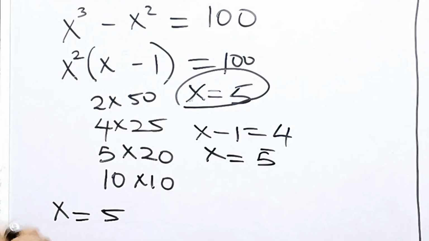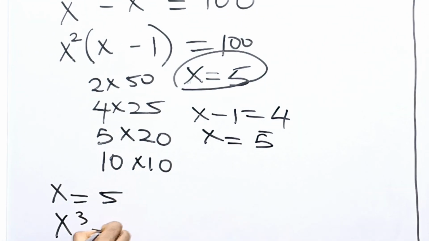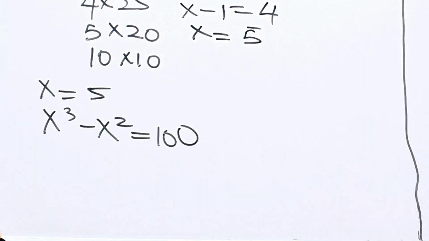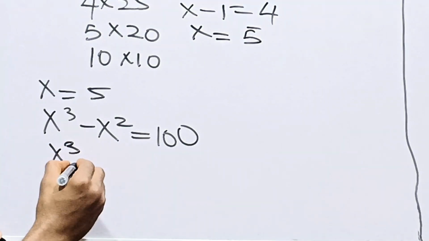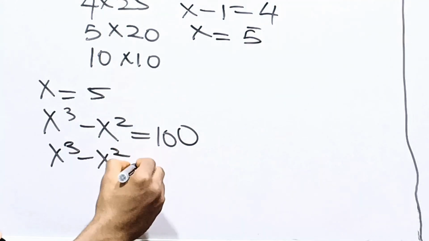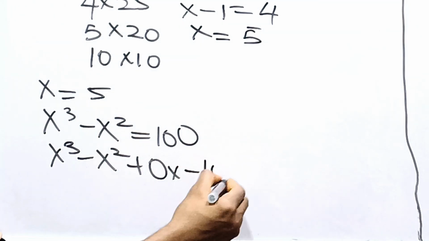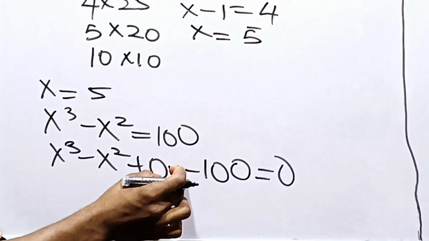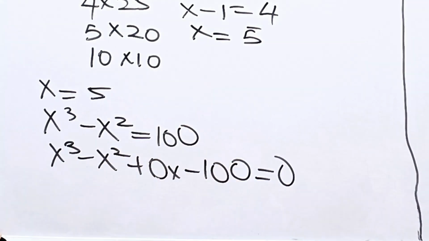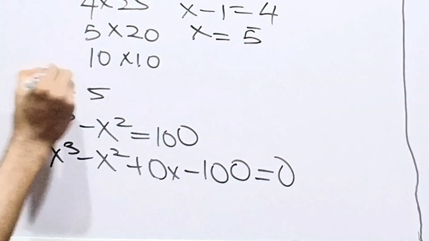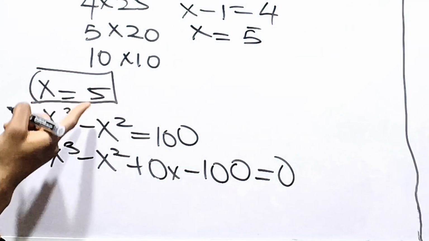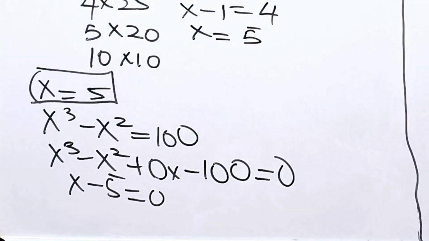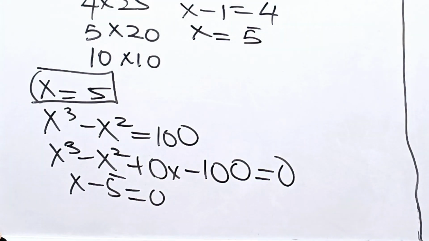Now let me rewrite this equation and show you something. So we have x cubed minus x squared is equal to 100. And we see so far that x is equal to 5. We can rewrite this as x cubed minus x squared plus 0x minus 100 is equal to 0. Alright, this is the same thing, just that I included 0x, okay? Because we're in descending order. For the other one, our first factor for x is 5, meaning that x minus 5 is equal to 0. Okay? Just to make it be in the same form of the equation, isn't it?